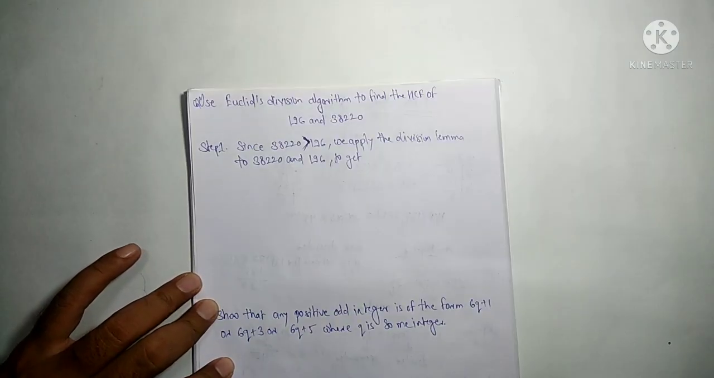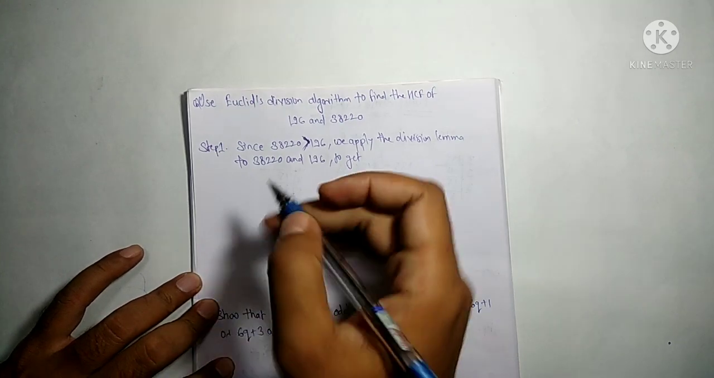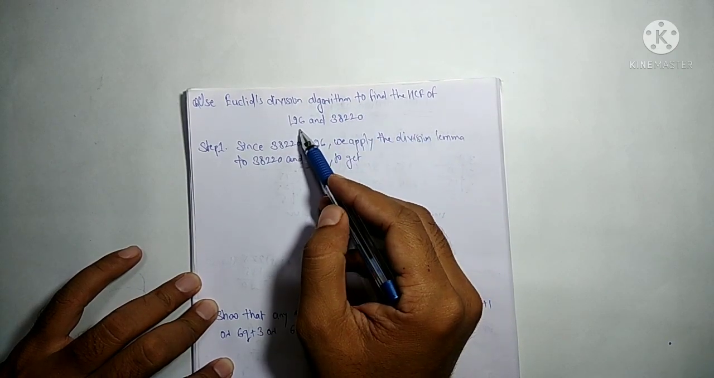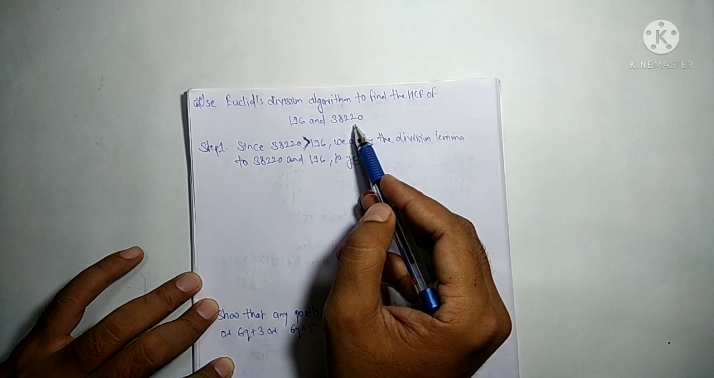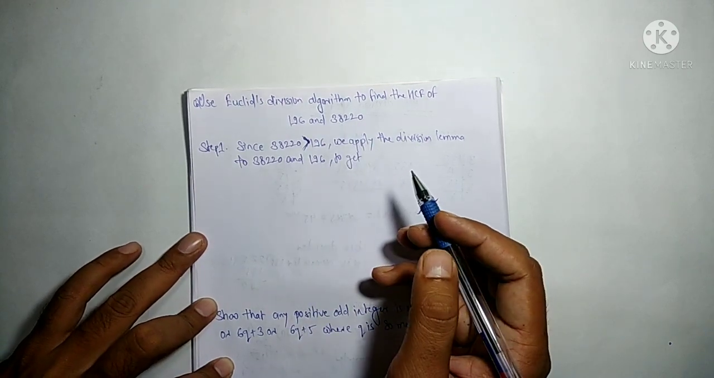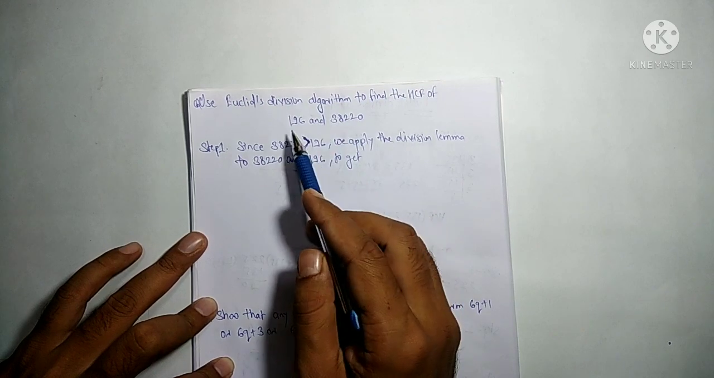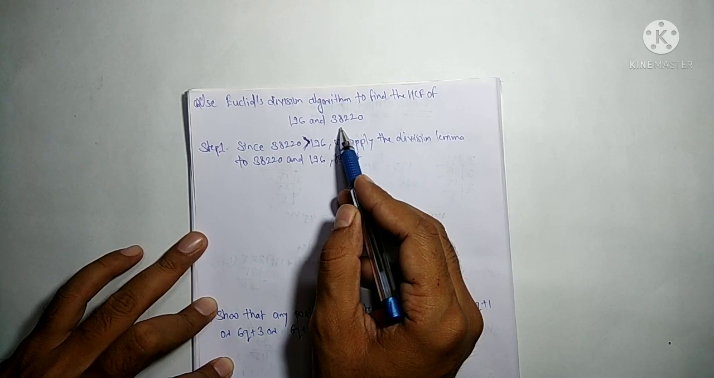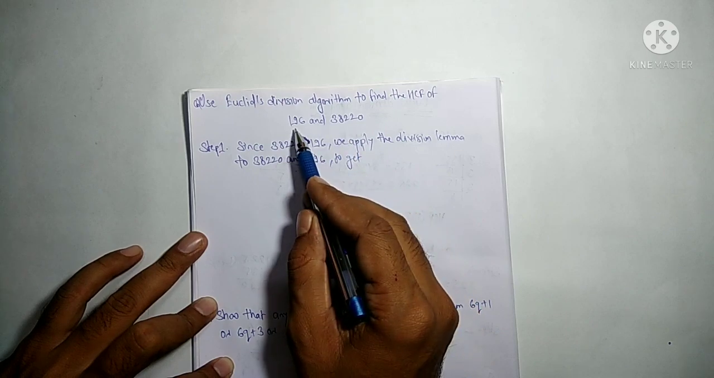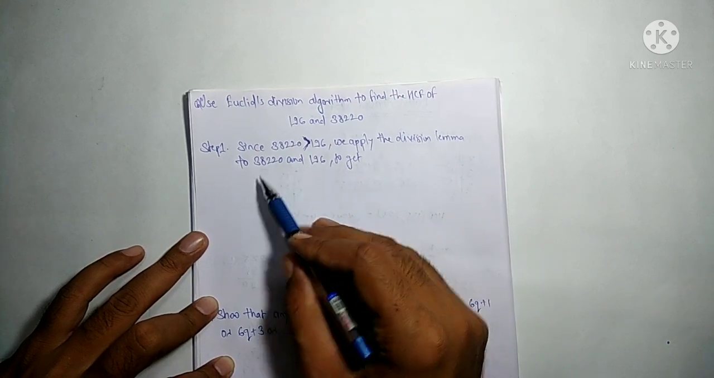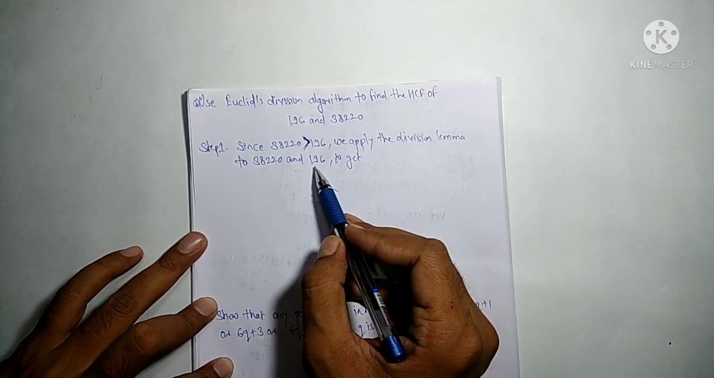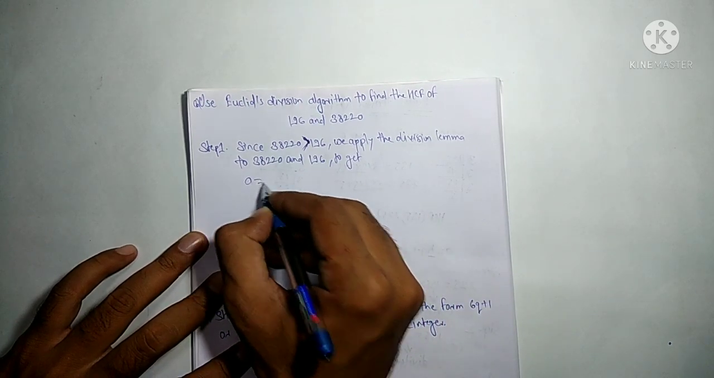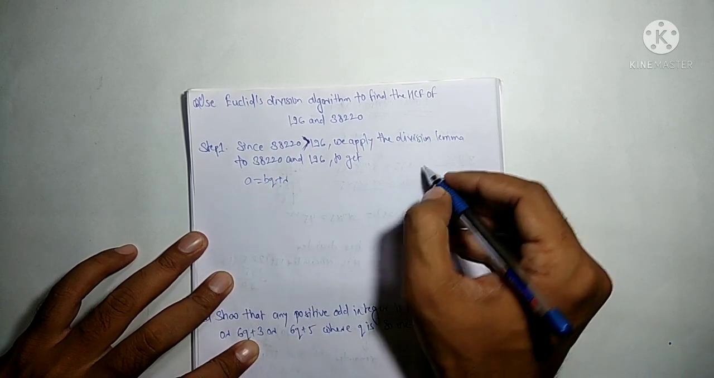Let us solve questions on the Euclid division algorithm. The first question is: use the Euclid division algorithm to find the HCF of 196 and 38,220. Now we apply the Euclid division algorithm to both these numbers. Since 38,220 is more than 196, we apply the division lemma to 38,220 and 196 to get the form A equals BQ plus R.